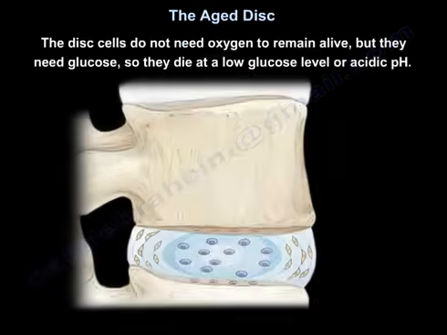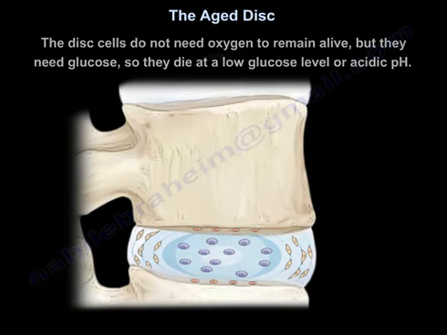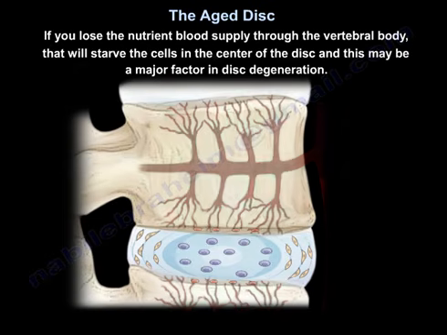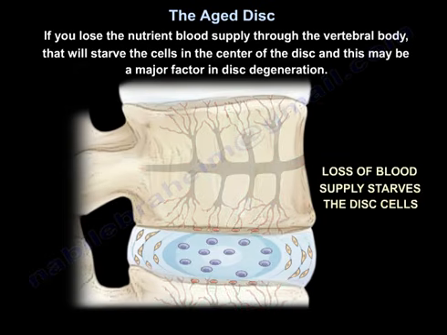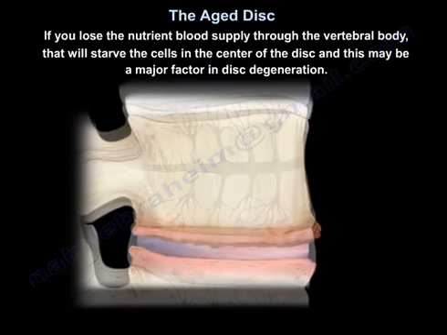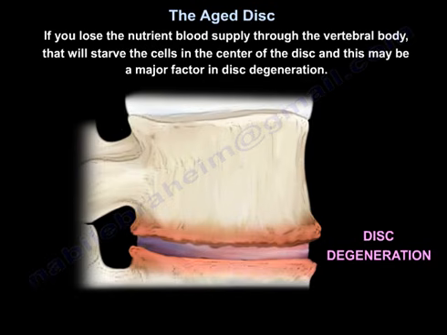The disc cells do not need oxygen to remain alive, but they need glucose. So they die at a low glucose level or acidic pH. So if you lose the nutrient blood supply through the vertebral body, that will starve the cells in the center of the disc, and that may be a major factor in disc degeneration.